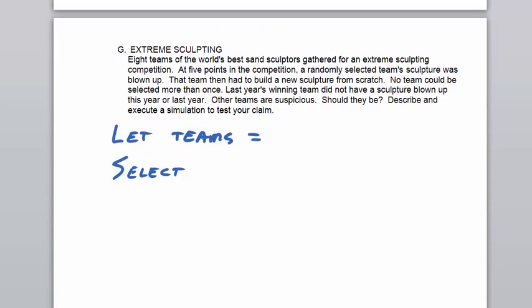All right, extreme sculpting. So now I've got 8 teams trying to win a competition, and it's this really bizarre reality TV. You never know what'll show up on reality TV. I've got 8 teams, and I'm going to let those teams be 1, 2, 3, 4, 5, 6, 7, and 8. At 5 points in the competition, a randomly selected sculpture is blown up, but then that team can't be selected again.